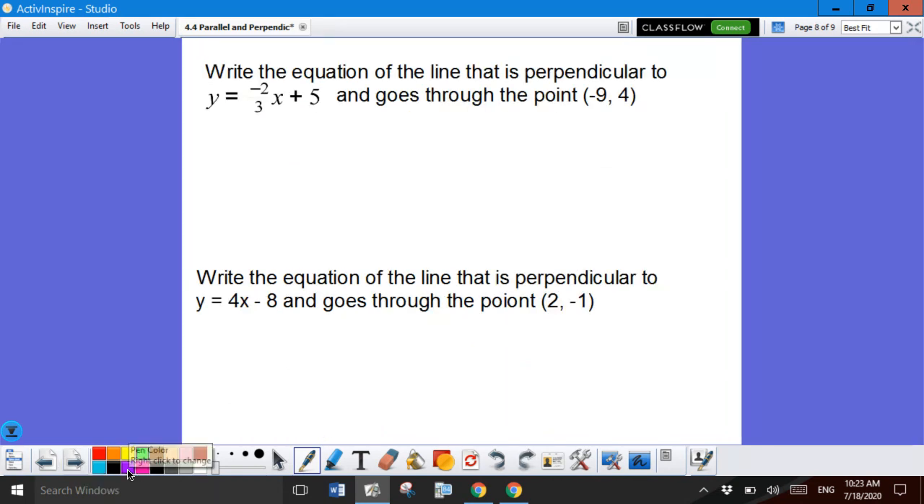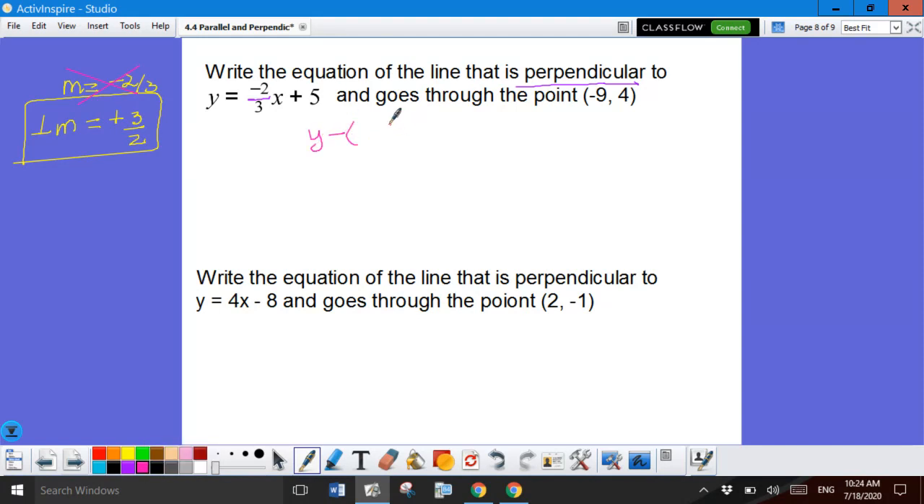Okay, let's take a look at the perpendicular set. So write an equation of a line that is perpendicular to negative 2/3 x plus 5 and goes through the point negative 9, 4. So my slope is negative 2/3. Well, I need the perpendicular slope. So remember, this is a flip and switch. So it becomes a positive 3 over 2, and this is the slope I have to use now. This slope is gone. I have to use the correct slope.